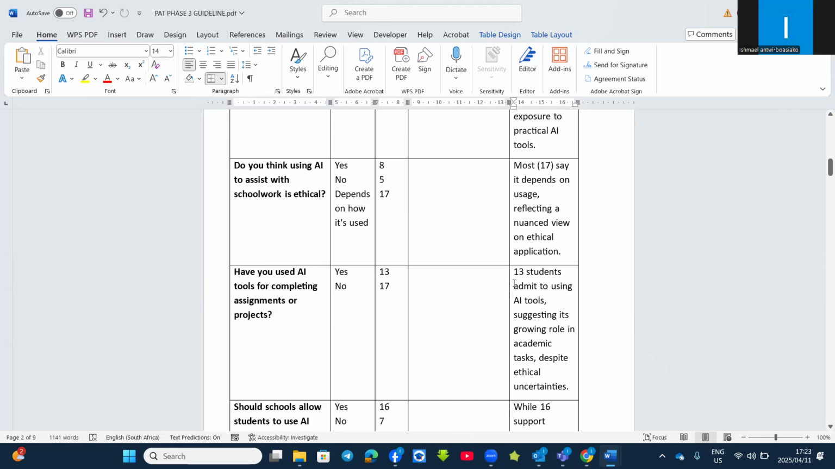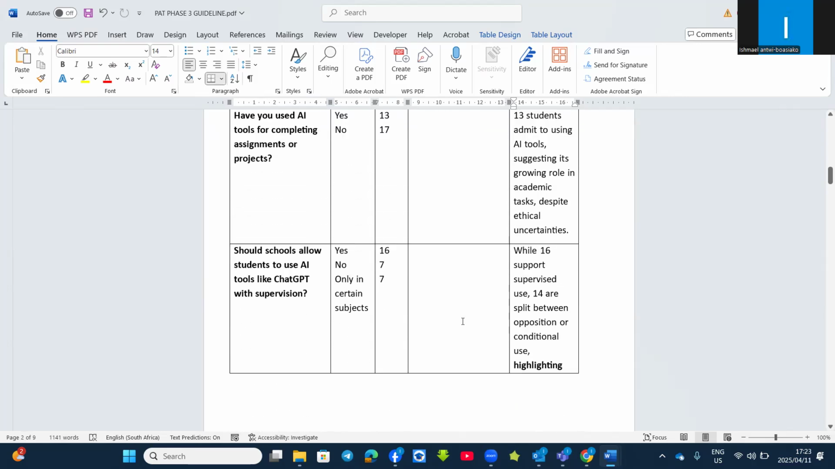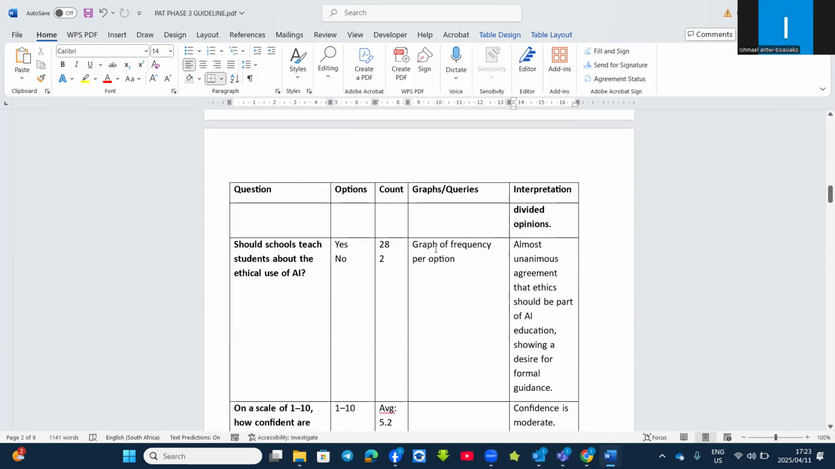So in this situation, 17 have not used it before, but 13 have used it, which means people are now making use of AI in completing their tasks, despite what we are talking about as unethical or concerning. Right. So basically, you have to do this, and then you make sure that you answer all the questions. It could be graphs. Here, you can put your graph, and then you interpret it.